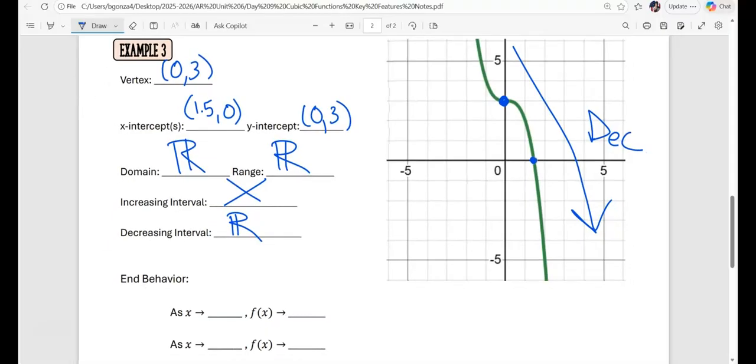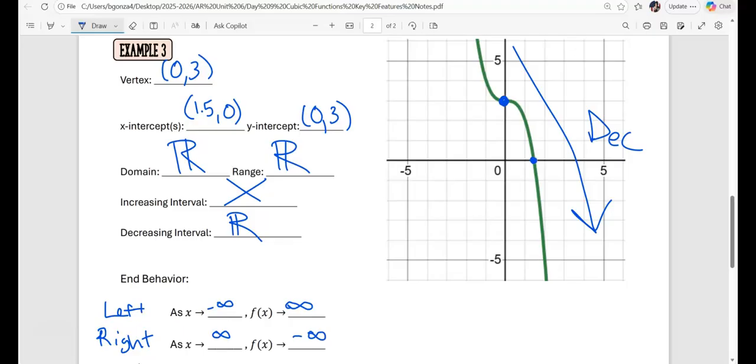Now the end behavior. As X goes to the, you want to think left and right. So as X goes to the left, that's negative infinity. As you go to the left, is it going up or down? What do y'all think? It's going up, which means positive infinity. As it's going to the right towards infinity, as you go to the right, is it going up or down? Down, that's negative infinity.